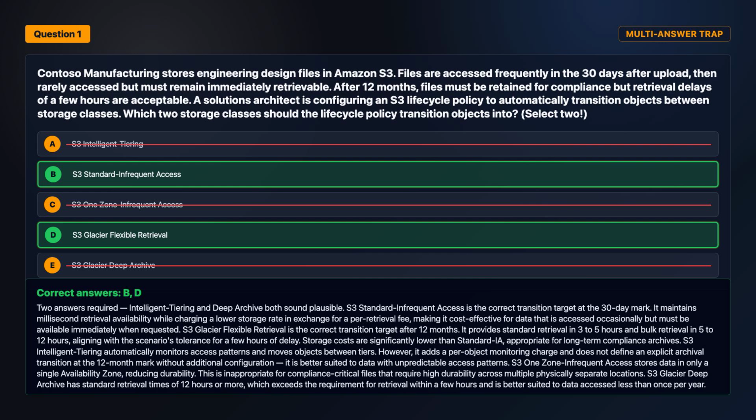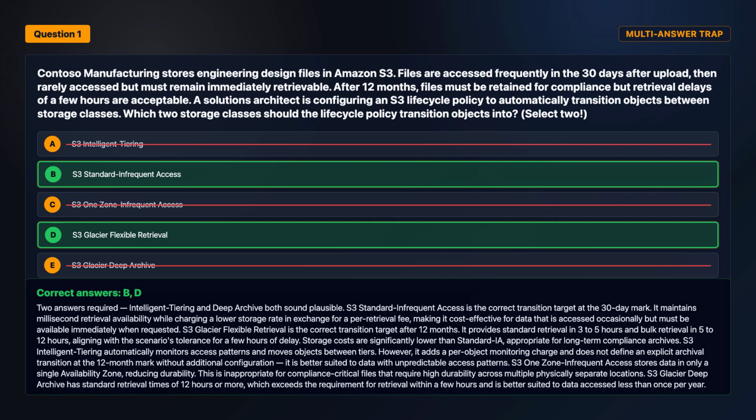S3 Intelligent-Tiering automatically monitors access patterns and moves objects between tiers. However, it adds a per-object monitoring charge and does not define an explicit archival transition at the 12-month mark. Without additional configuration, it is better suited to data with unpredictable access patterns.